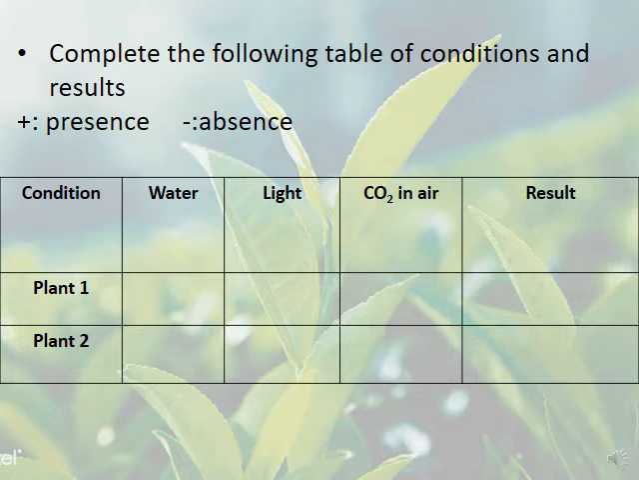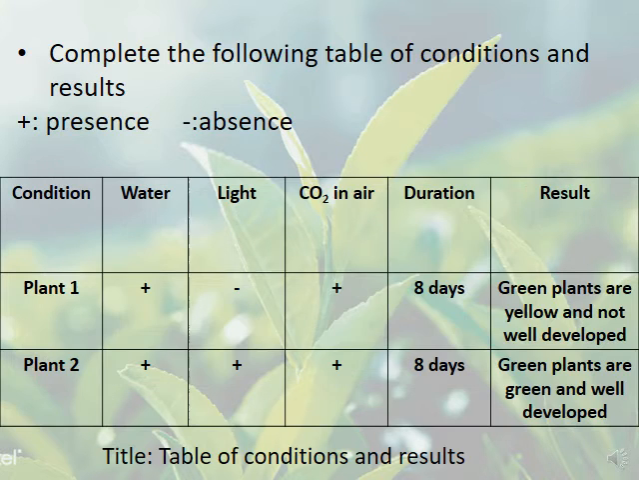Sure, we have to complete the table of conditions here. You have to add for this the duration. So water, light, CO2, and duration. Here we didn't mention the minerals since they didn't mention it. So complete the following table of conditions and results. Water is present in both. CO2 is present in both. Duration is 8 days. If you want, you can add the minerals. While the light is present in plant 2, while its absence in plant 1.